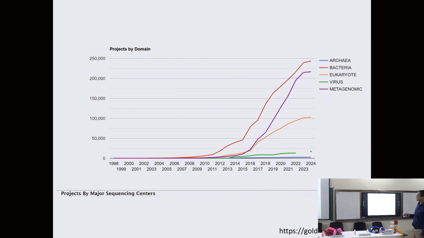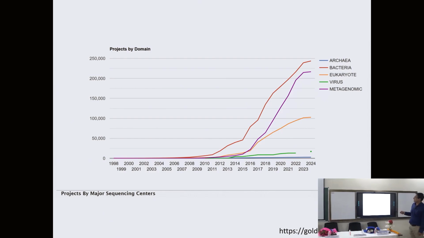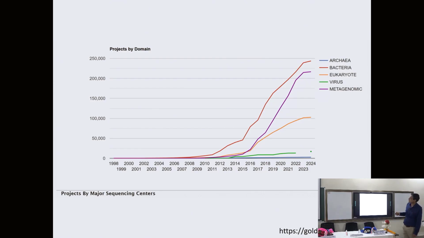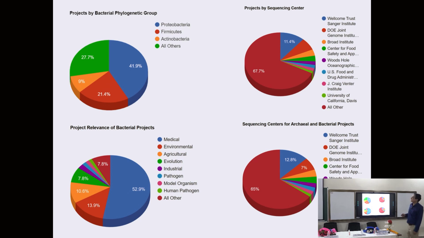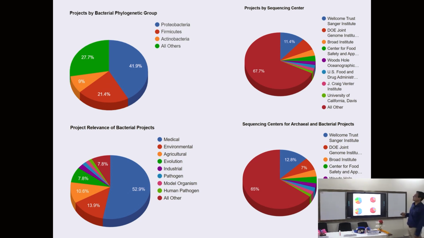So you can see that the most sequenced are bacteria, followed by metagenomic, and then next is eukaryote, and then viruses, and so on. And projects by bacterial phylogenetic group.